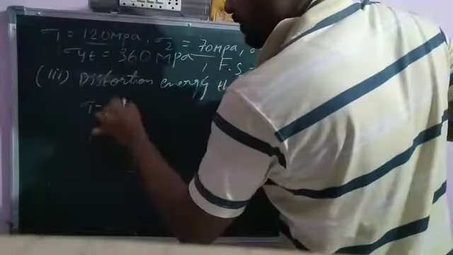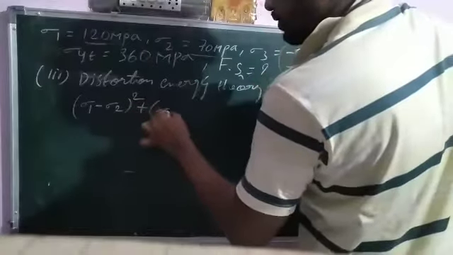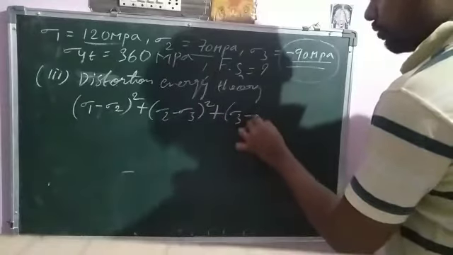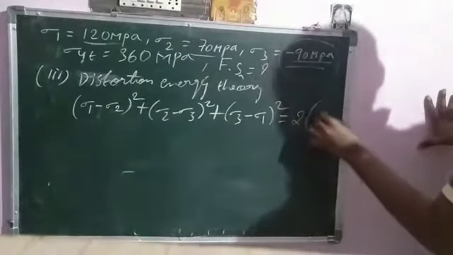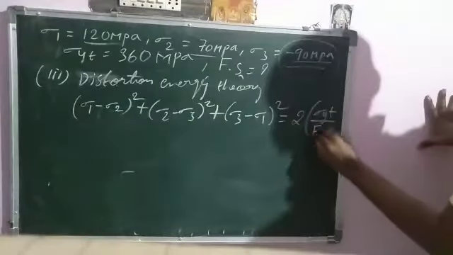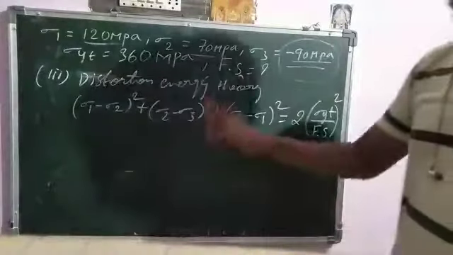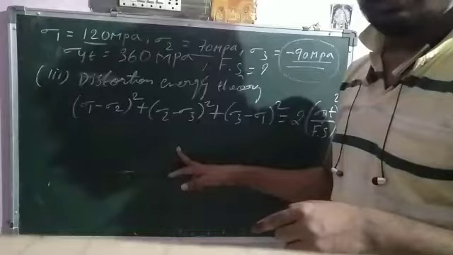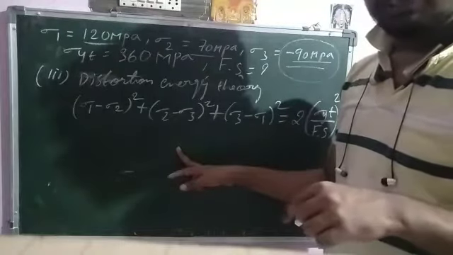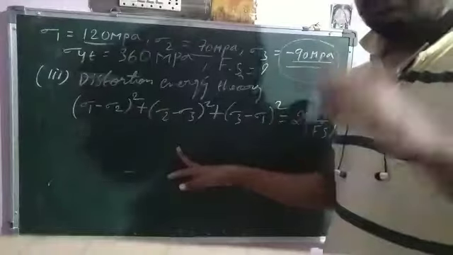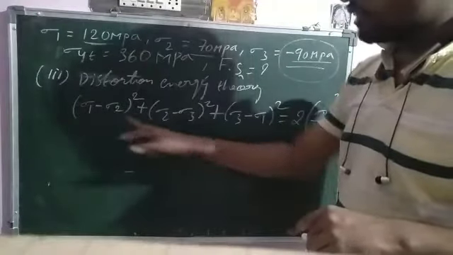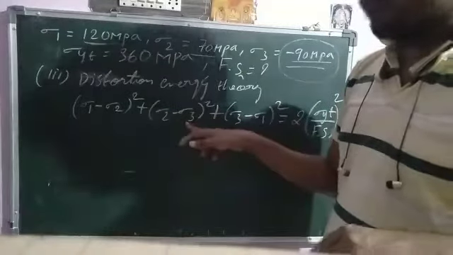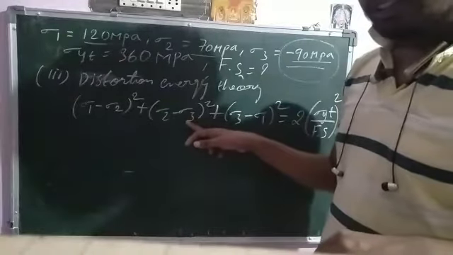For a triaxial system: sigma 1 minus sigma 2 whole square, plus sigma 2 minus sigma 3 whole square, plus sigma 3 minus sigma 1 whole square, is equal to 2 into sigma yt by factor of safety whole square. We have seen another formula in the previous problem: sigma t1 square plus sigma t2 square minus sigma t1 into sigma t2 is equal to sigma yt by factor of safety whole square. That formula is used for a biaxial system with two principal stresses. Here we have three principal stresses, sigma 1, sigma 2 and sigma 3, a triaxial system. So for a triaxial loading system we have to use this formula.